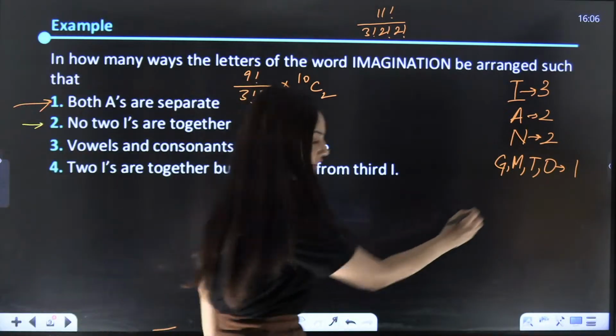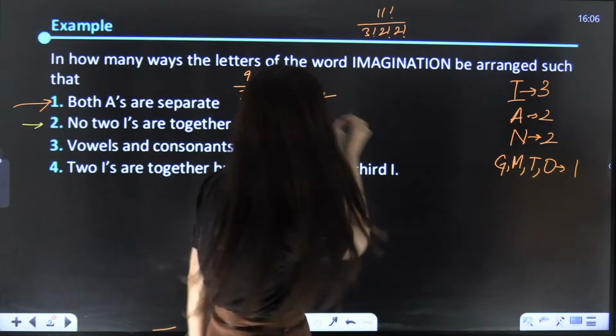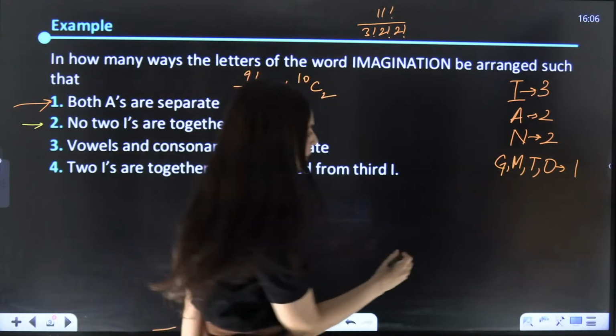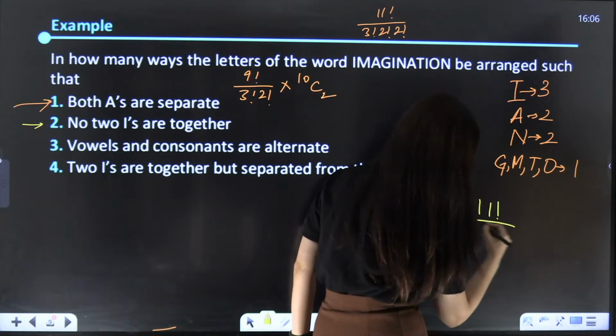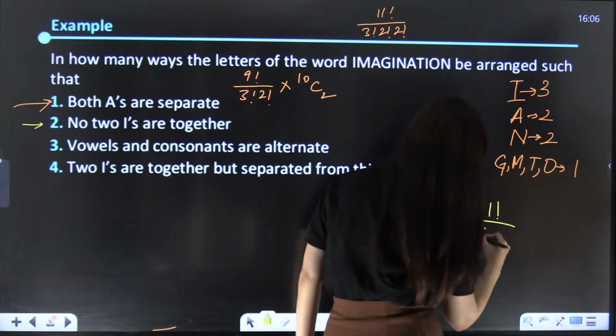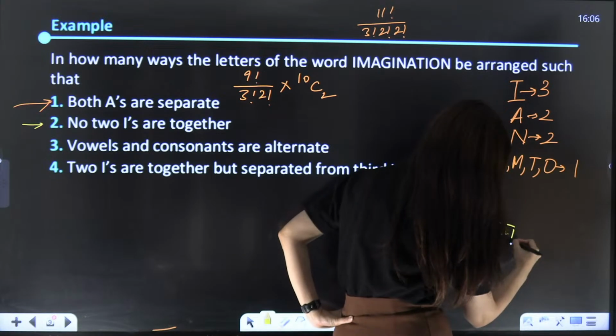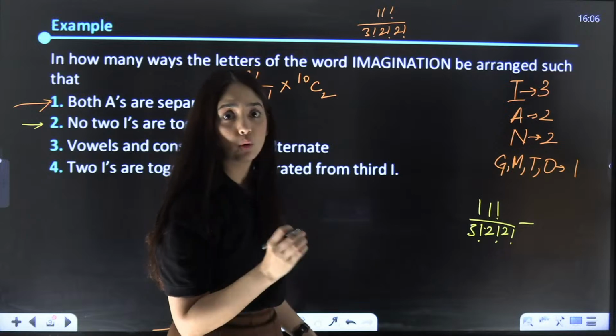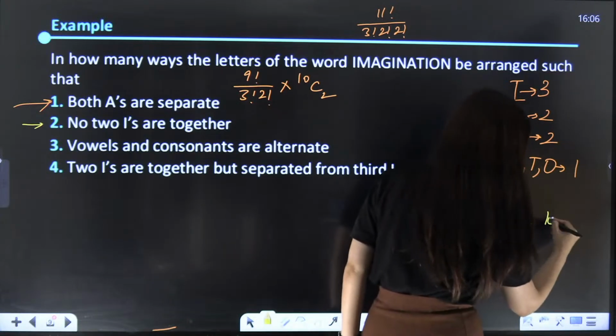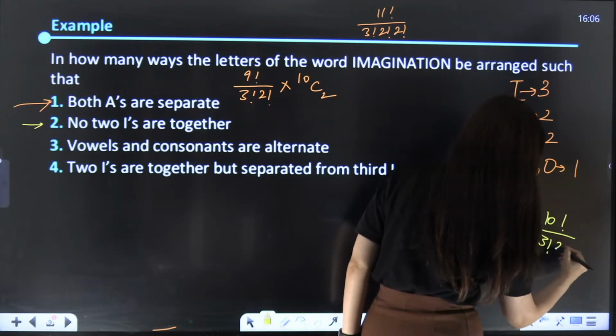Let's just do this in the corner. Make sure that this is actually the same. So we are subtracting from our total number of words the number of cases when both A's were together, which was 10 factorial by 3 factorial 2 factorial.